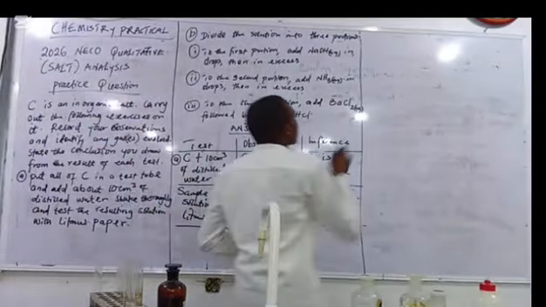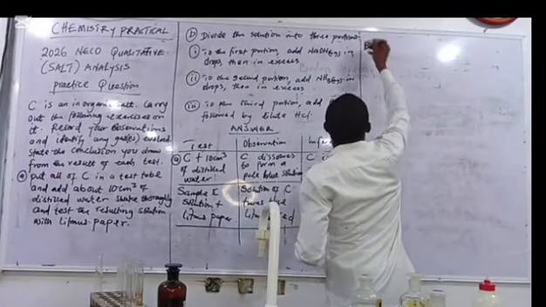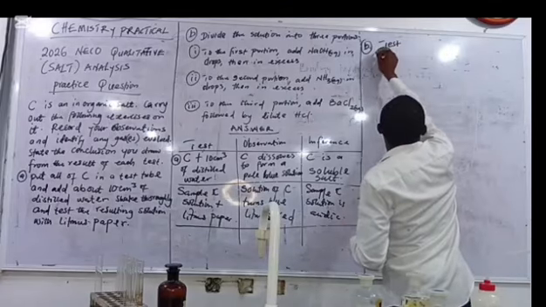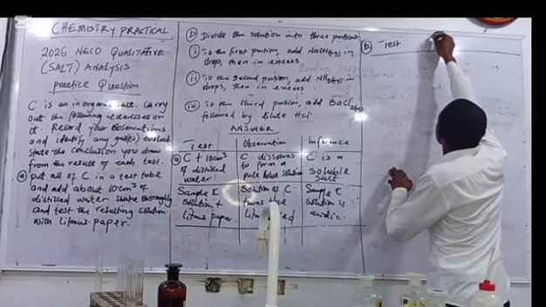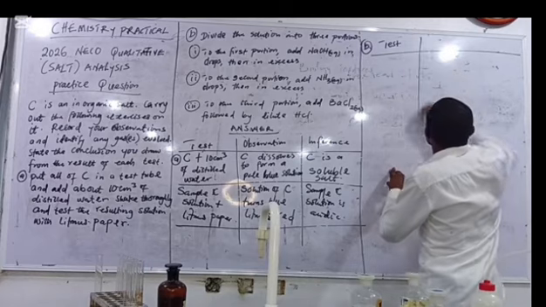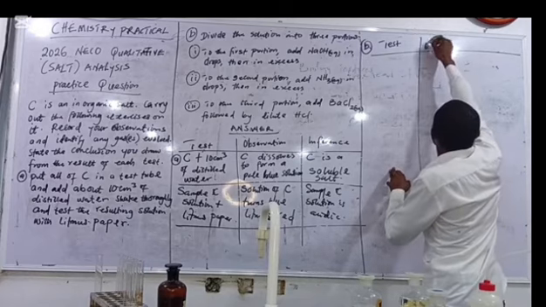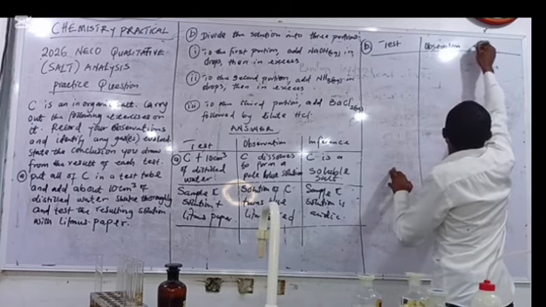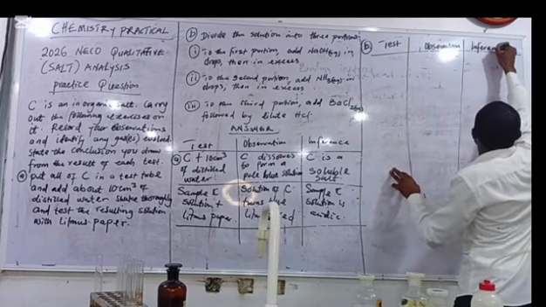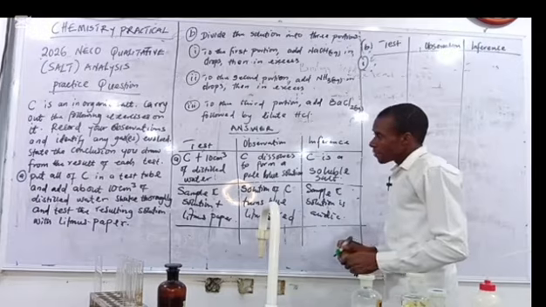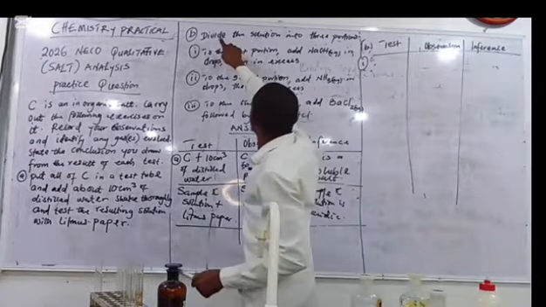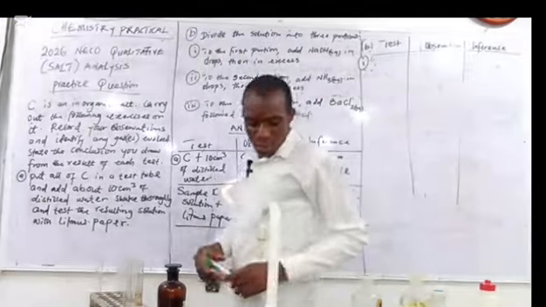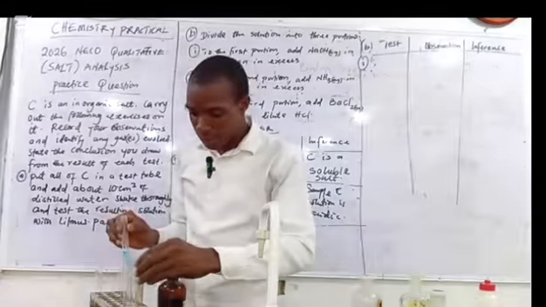Let's go to question B. Question B is divided into 3 portions, while we still draw a table here. So we have test, observation, then we have inference. The first question here says divide, B said divide the solution into 3 portions. So let's do the division now.